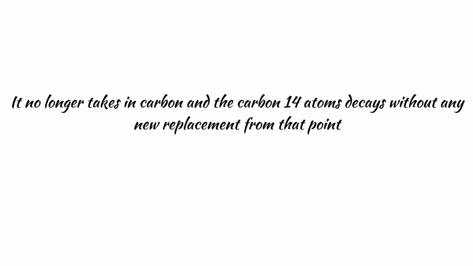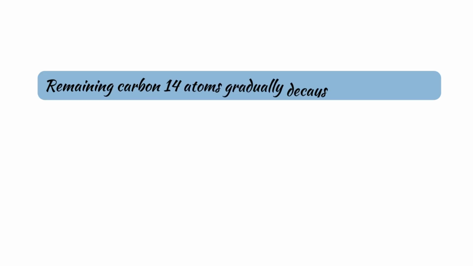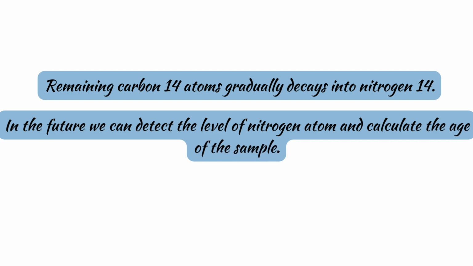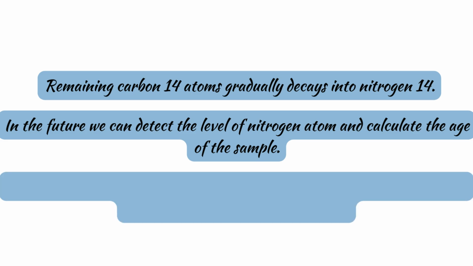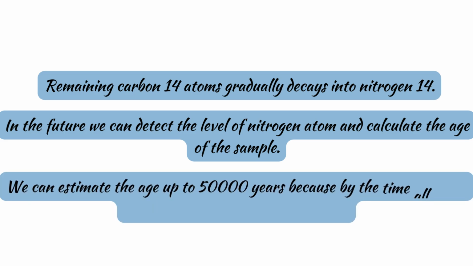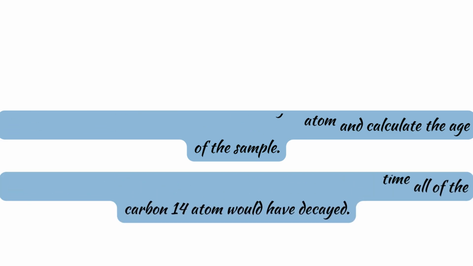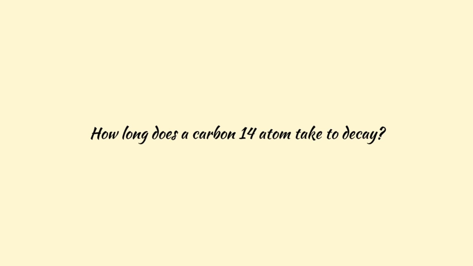After the living being dies, it no longer takes in carbon, and the carbon-14 atoms decay without any new replacement from that point. Those carbon-14 atoms gradually decay and change into nitrogen-14 atoms, and in the future we could detect the level of nitrogen atoms and calculate the age of the remains of the body from the time it died. We can estimate the age up to 50,000 years because by that time all of the carbon-14 atoms would have decayed. How long does the carbon-14 atom take to decay?